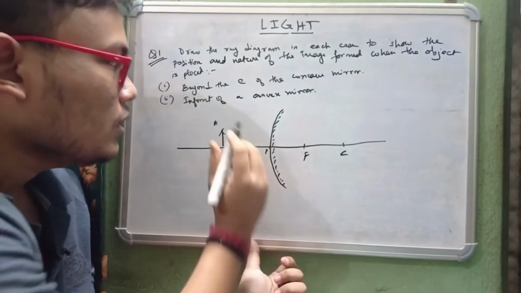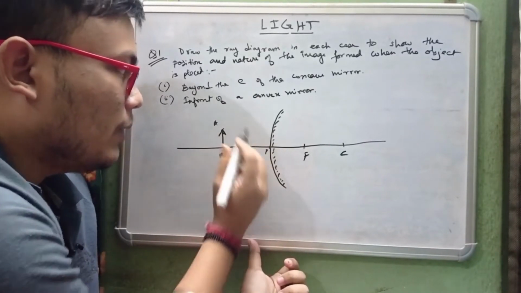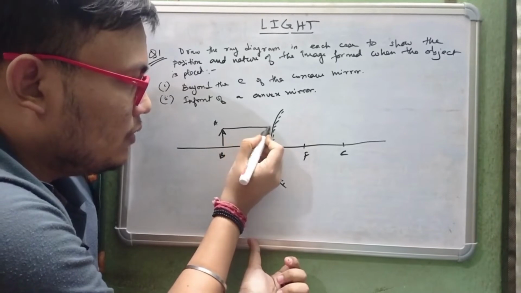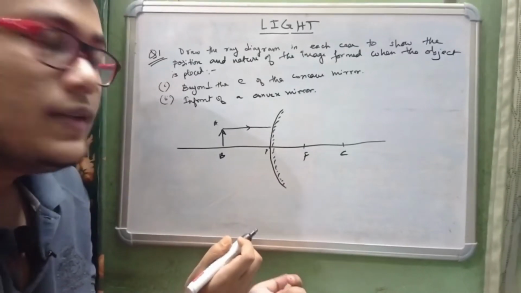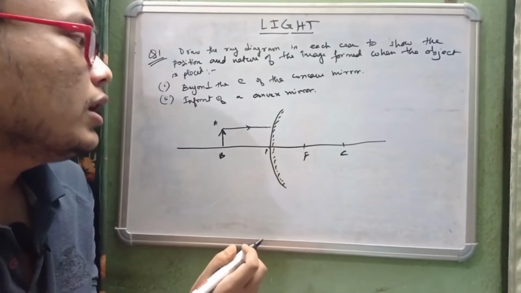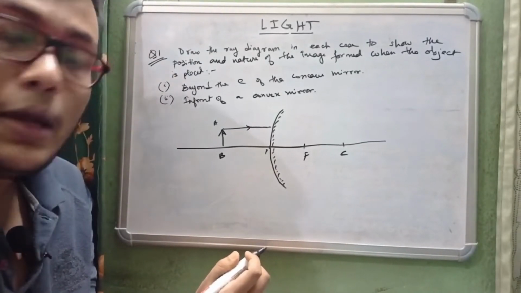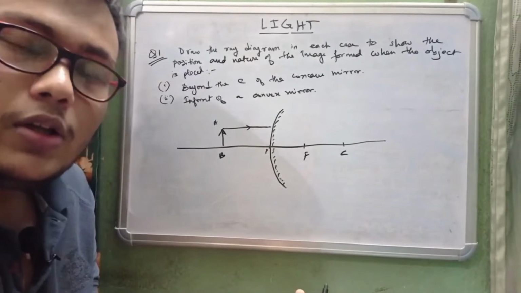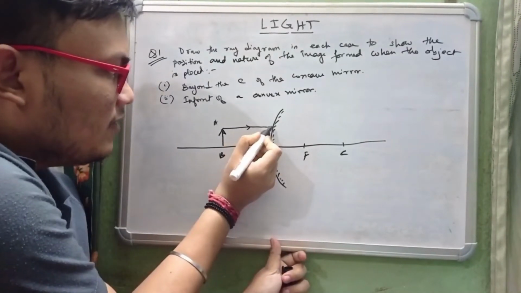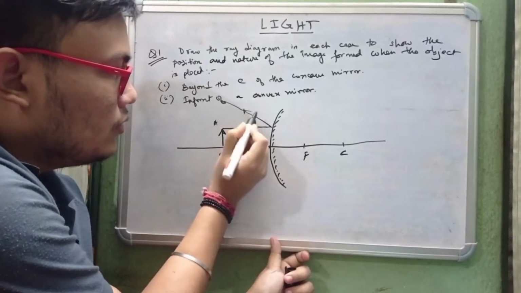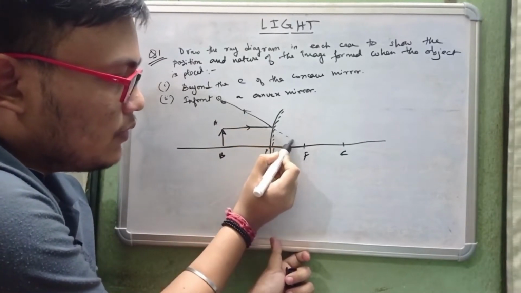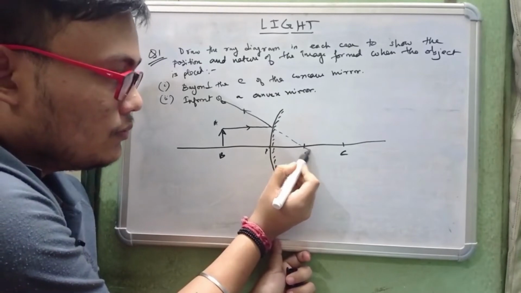Okay, so what happens is, first the incident ray will be parallel to the principal axis, and for convex mirrors we know it's a diverging mirror, so the reflected ray will appear as if it passes through the focus, right? It will appear as if it passes through the focus.